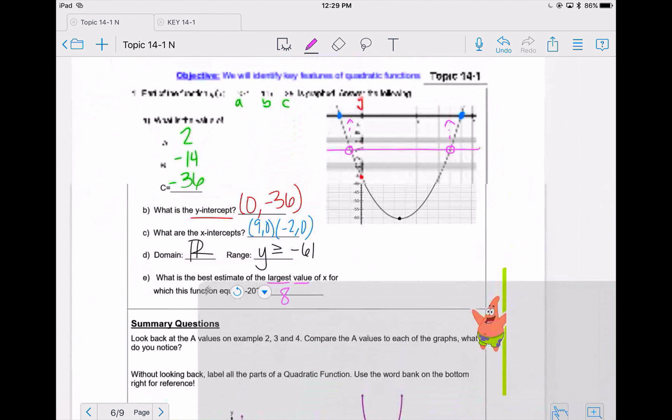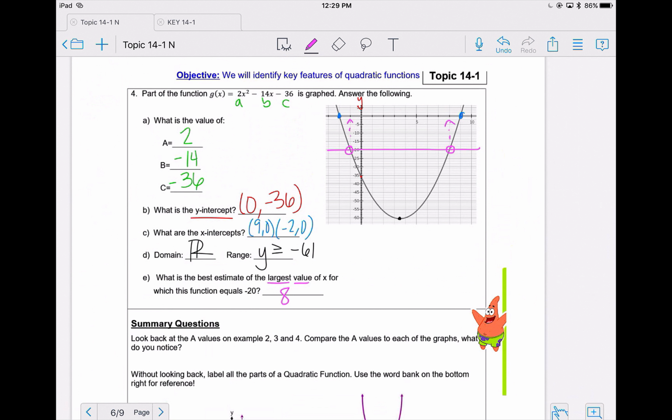There are summary questions on the bottom that you do not need the video to go through, so make sure you answer those so you get full credit.